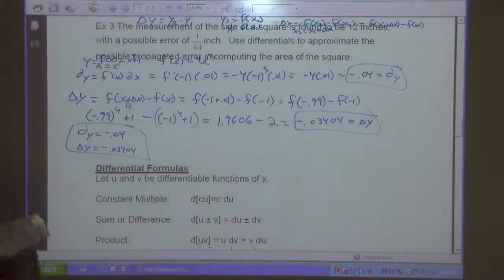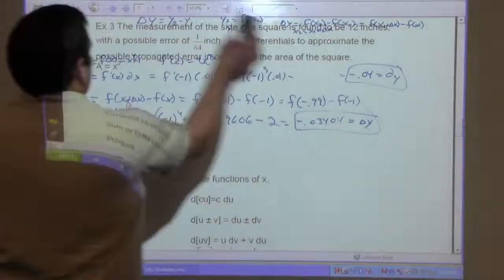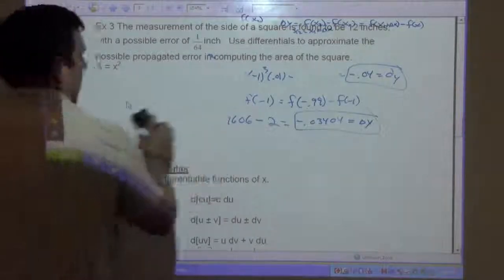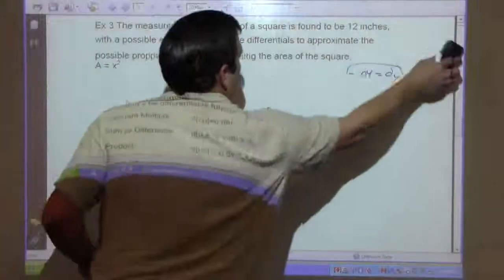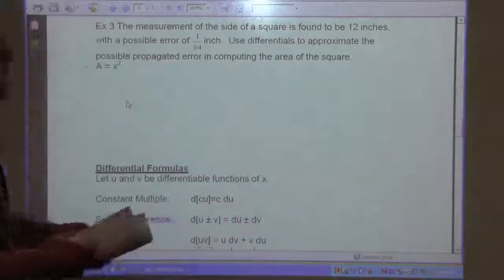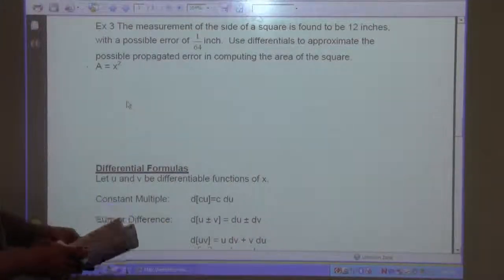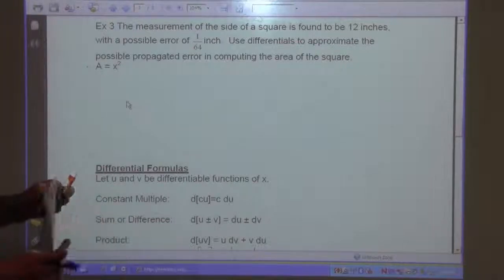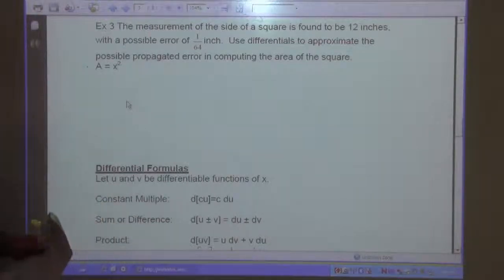So I'm going to clear the board here. We're going to go on to example 3. It says the measurement of the side of a square is found to be 12 inches with a possible error of 1/64 of an inch. Use differentials to approximate the possible propagated error in computing the area of the square.